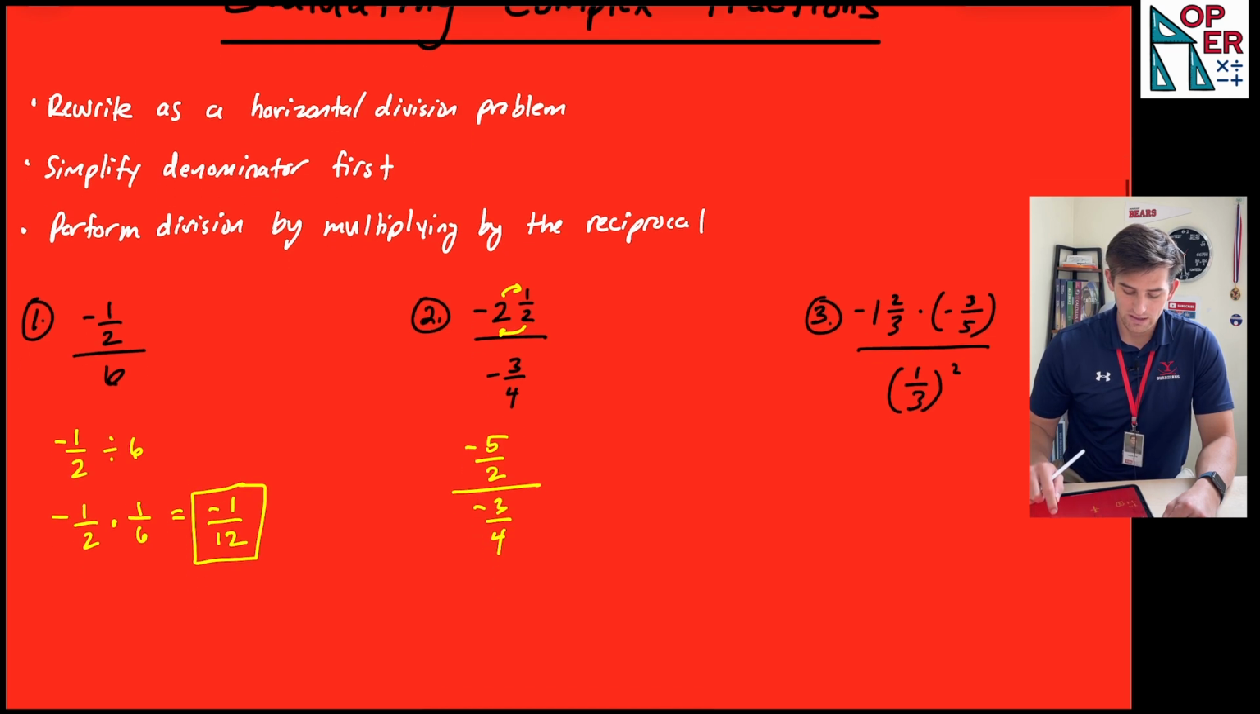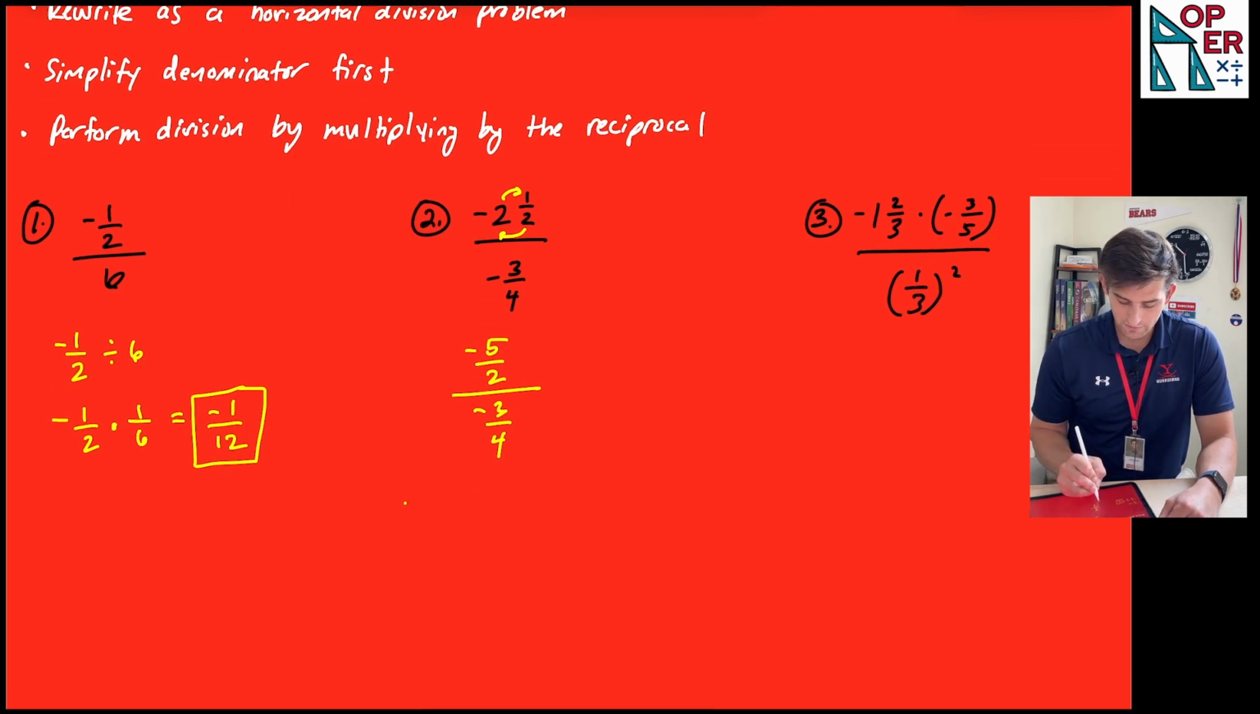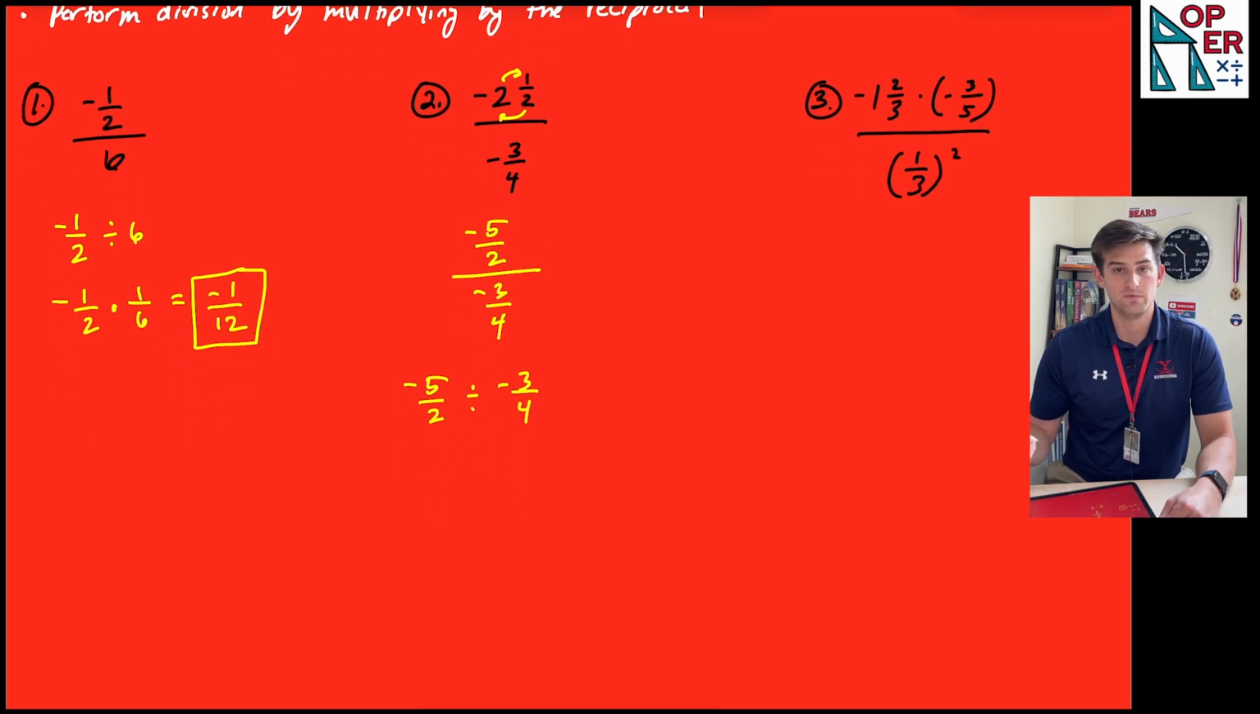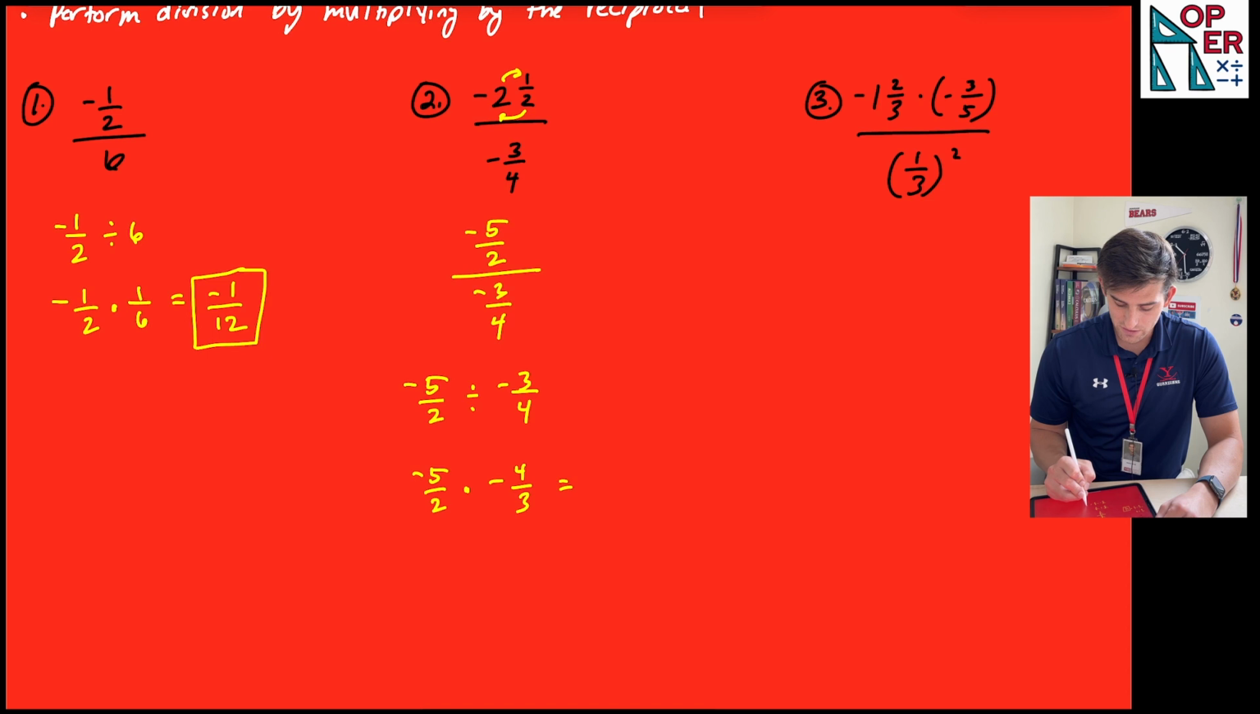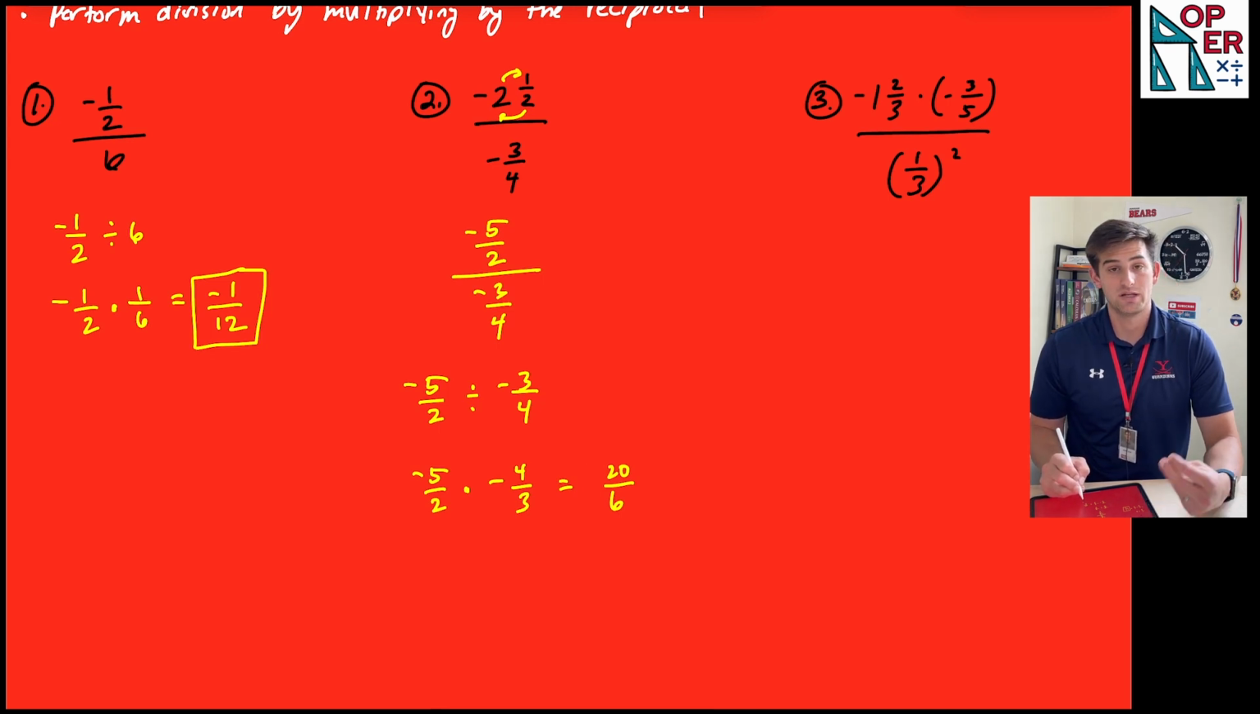Okay, so now we can write that horizontally. -5/2 divided by -3/4. Now we use our keep, flip, change, right? So -5/2 times -4/3. We take the reciprocal of 3/4. Now we multiply straight across. Notice that we are multiplying a negative times a negative, so our answer should be positive. 5 times 4 would be 20, and 2 times 3 would be 6. So we get 20/6, which is an improper fraction, but it can be reduced. If we divide the top and the bottom by 2, it would be 10/3.